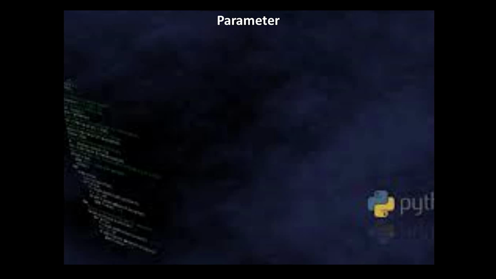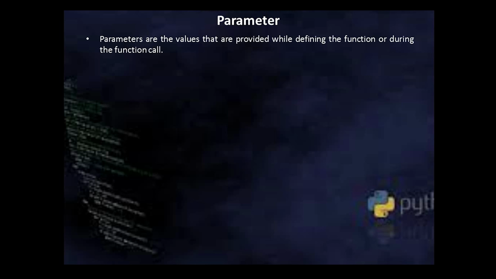Let's continue with our discussion. Next, we'll see what we mean by parameters. Parameters are the values which you pass to the function definition or at the time of the function call. When you define, at that time also you receive some value, they are also parameters, and when you call, you pass some value, they are also called parameters. But we have given different names to them, called actual parameter and formal parameter. So parameters are the values that are provided while defining the function or during the function call.